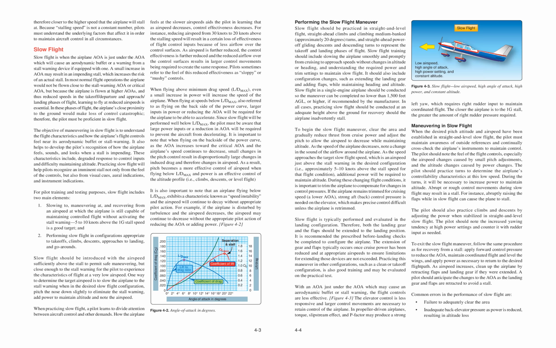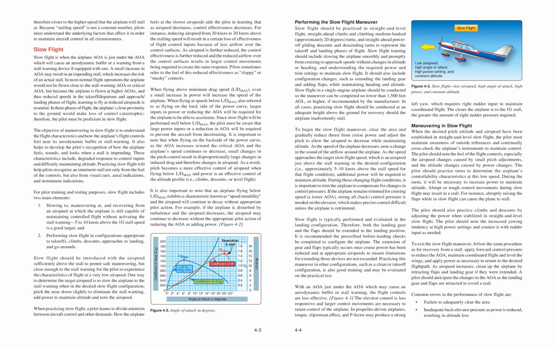For pilot training and testing purposes, slow flight includes two main elements. 1. Slowing, maneuvering at, and recovering from an airspeed at which the airplane is still capable of maintaining controlled flight without activating the stall warning. 5 to 10 knots above the 1G stall speed is a good target. And 2. Performing slow flight in configurations appropriate to takeoffs, climbs, descents, approaches to landing, and go-arounds.